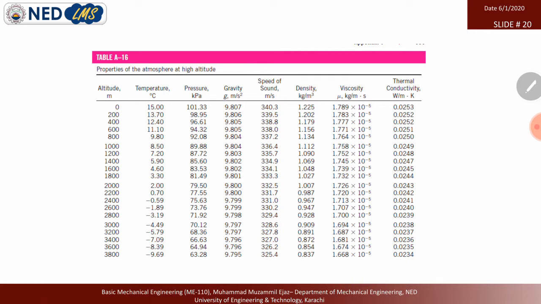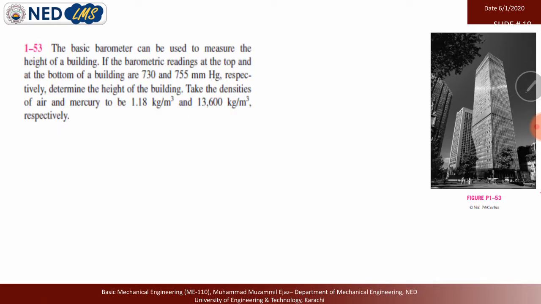So this is altitude, temperature and pressure. If in the plane the gauge pressure shows a reading of 85.6 kilopascal, we can easily relate the plane height, that is 1400 meter altitude. In this way the plane calculated its height. And in this particular numerical we are calculating the height of a building, simply how the basic barometer can be used to measure the height of the building.